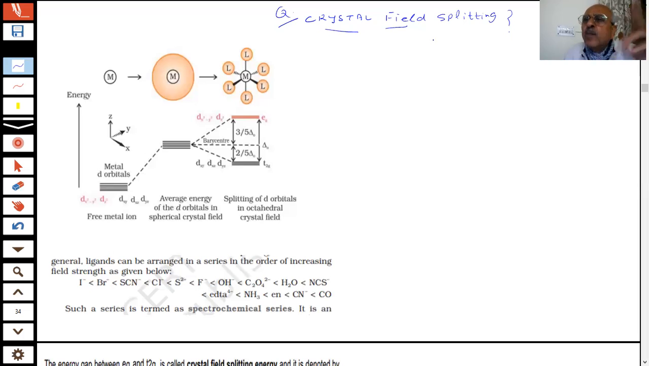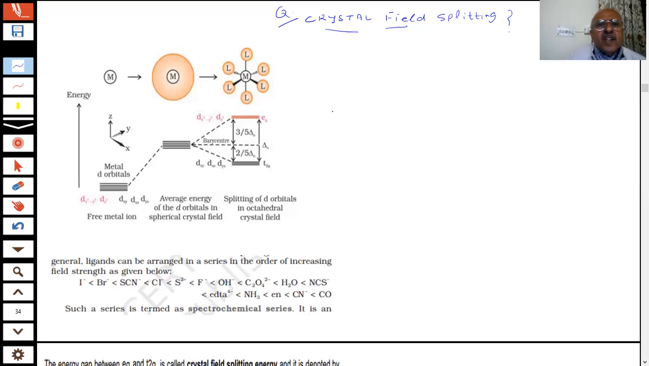The five d orbitals get split into two sets. Why? Because the lobes of three of the d orbitals lie between the x and y axes, so they are not interacting with the ligands. But the other set of two orbitals, which ones? dx² minus y² and dz². They are strongly interacting with the field of the ligands, hence their energy is raised and the energy of the t2g drops, and therefore there is a splitting of the d orbitals.